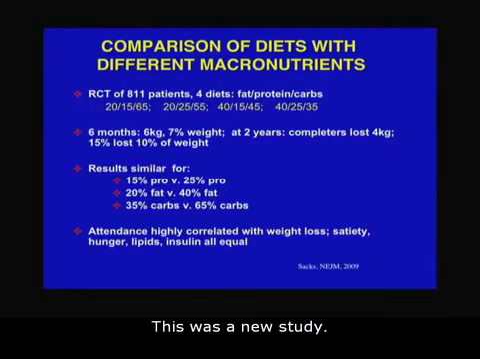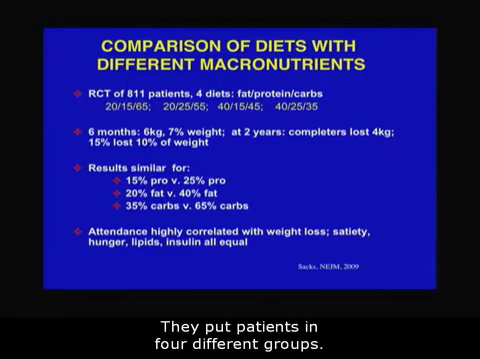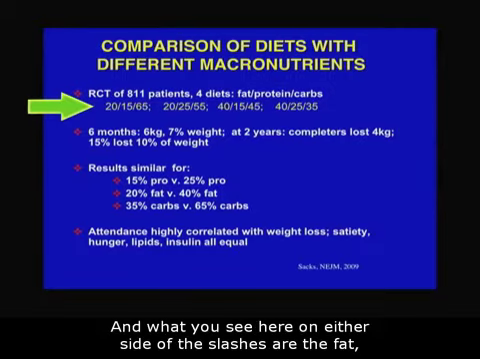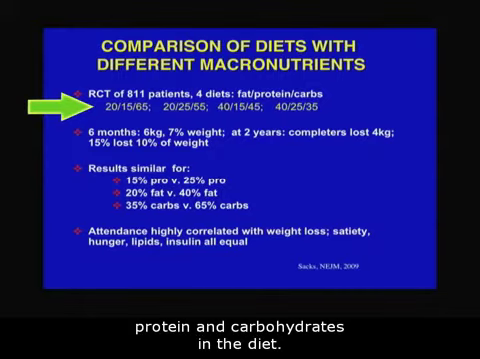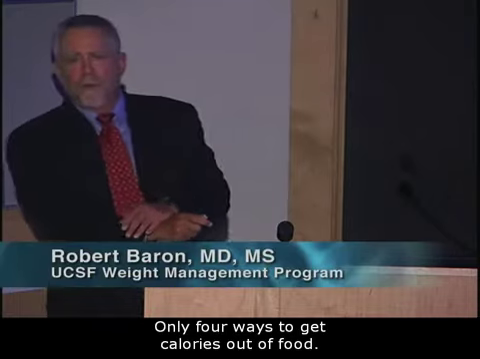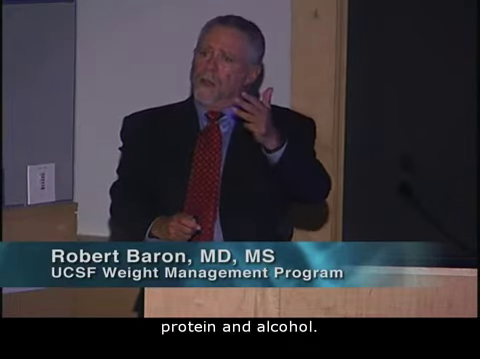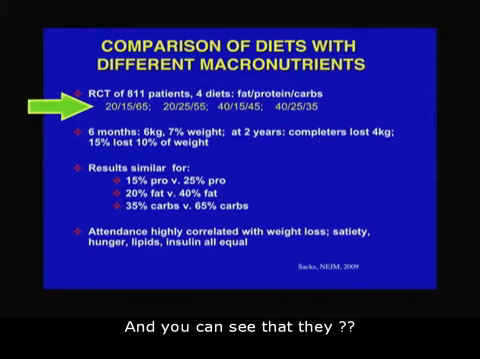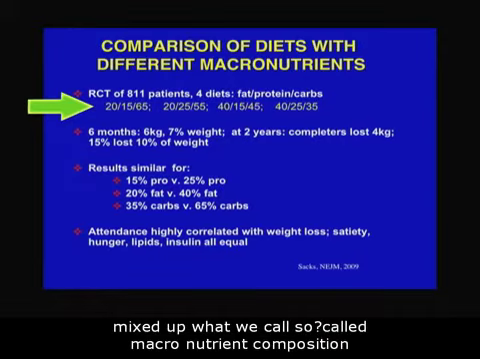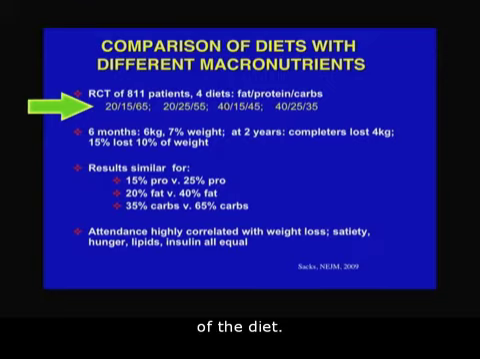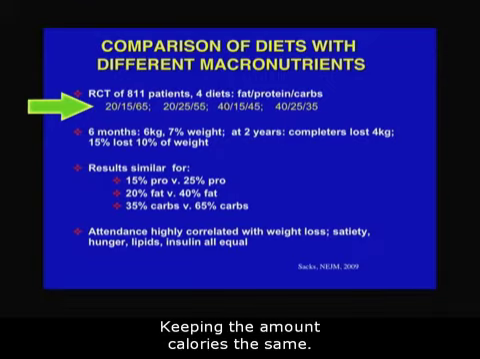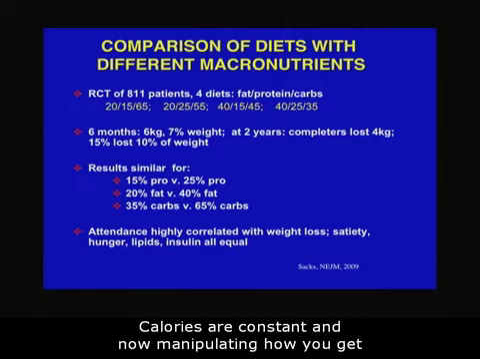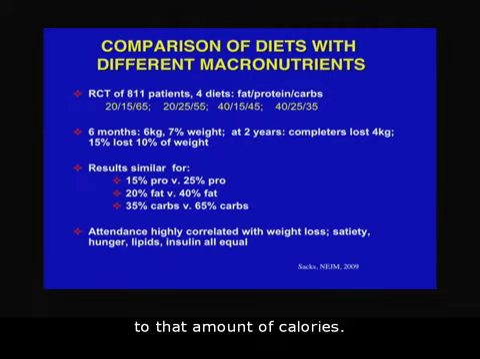This was a new study, a little bigger than some of the others. They put patients in 4 different groups, and what you see here on either side of these slashes are the fat, protein, and carbohydrates in the diet. Remember, there are only 4 ways you get calories out of food: fat, carbohydrates, protein, and alcohol. So these are people who are not on alcohol, so now we're down to 3. And you can see that they could mix up the so-called macronutrient composition of the diet, keeping the amount of calories the same. So calories are constant, and now they're manipulating how you get to that amount of calories.